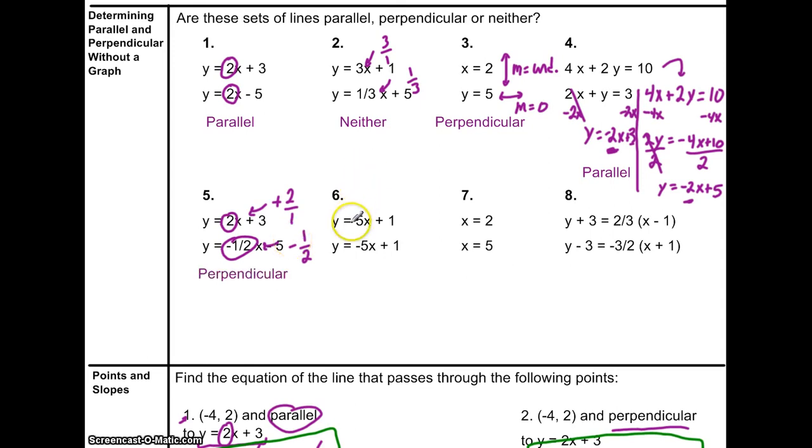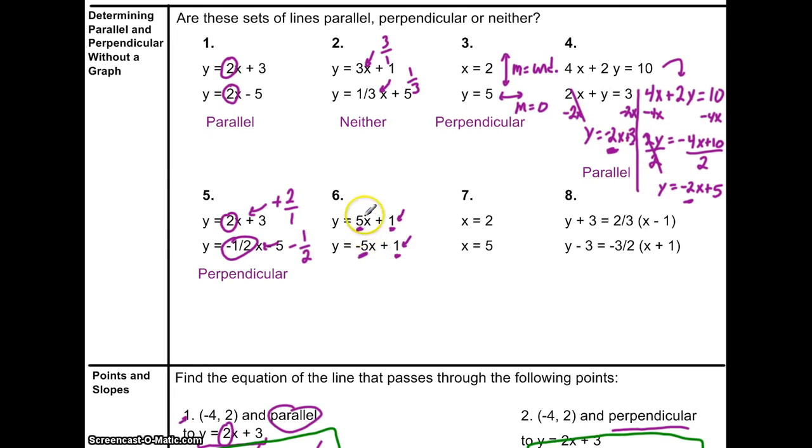Now in 6, we've got y equals 5x plus 1 and y equals negative 5x plus 1. Now you might be tempted to say these are parallel because these ones are the same, and doesn't that mean they're parallel? But wait, that's not the slope. That's the y-intercept. And the y-intercept doesn't matter at all when we're looking at parallel and perpendicular lines. It's all about the slope, this 5 and this -5. Now, they won't be parallel because 5 and -5 are not equal slopes. So, are they perpendicular?